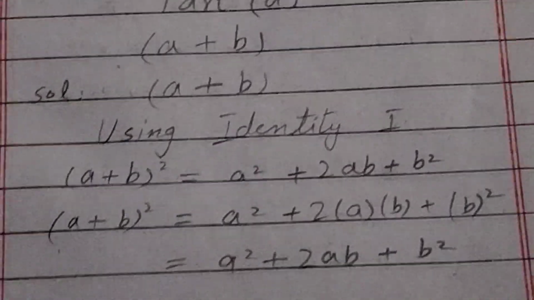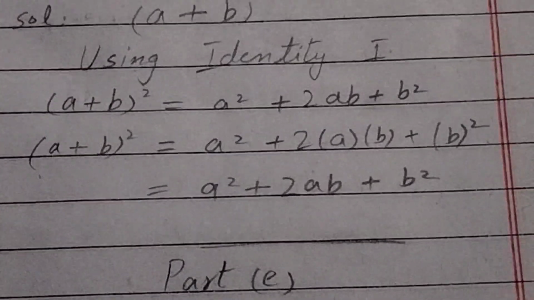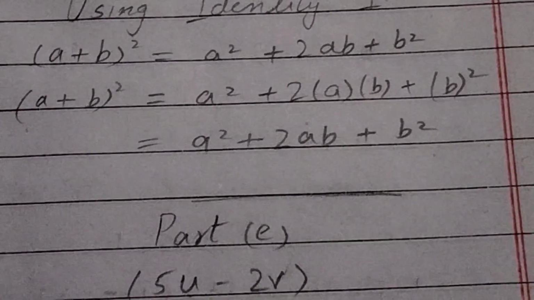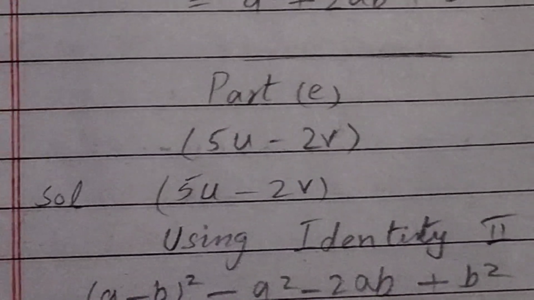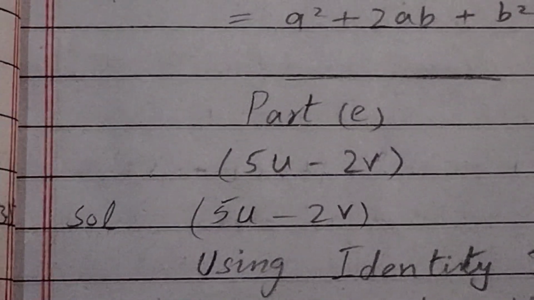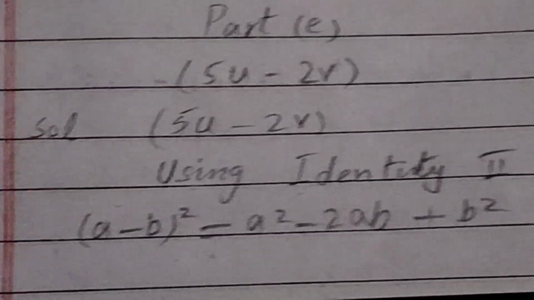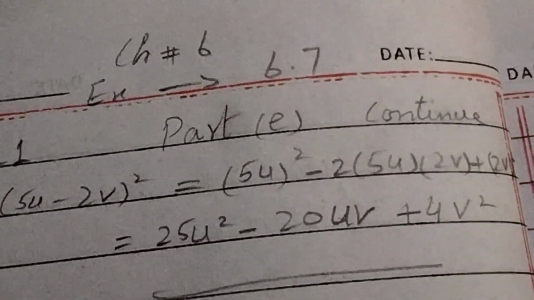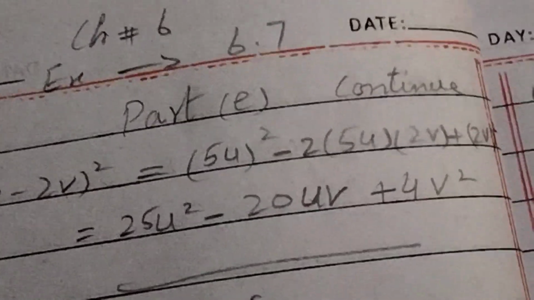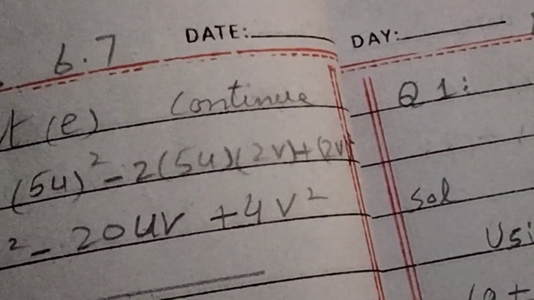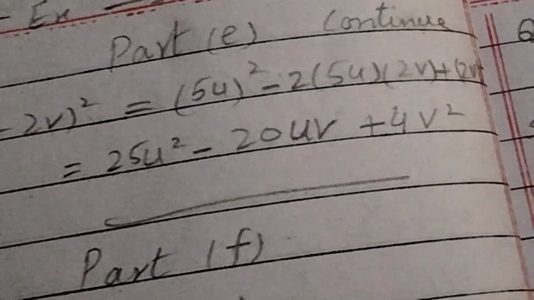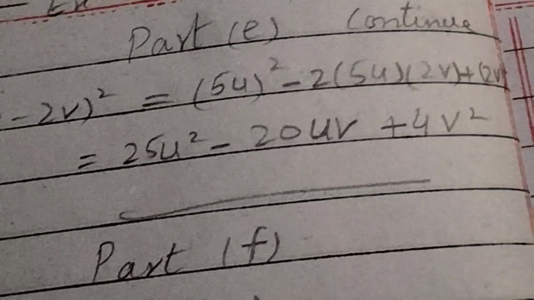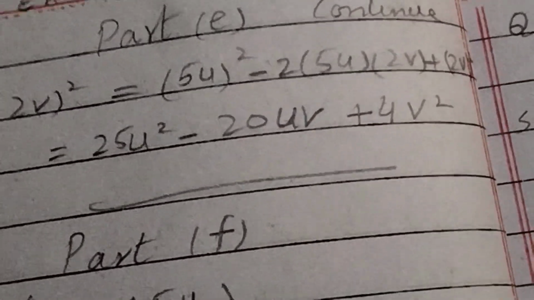And part D, we solve using identity number 1, which is the same, a square plus 2ab plus b square. And part E, 5u minus 2r, using identity number 2 we solve a minus b whole square, and this continues at the next page. 5u minus 2r whole square is 5u square minus 2 times 5u times 2r plus 2r whole square. So after multiplication we get 25u square minus 20ur plus 4r square.